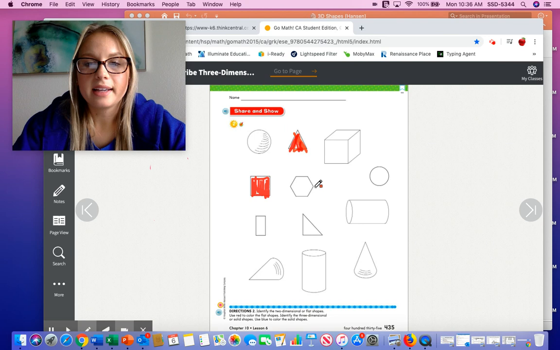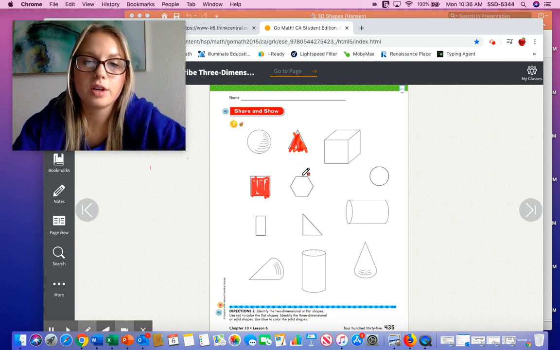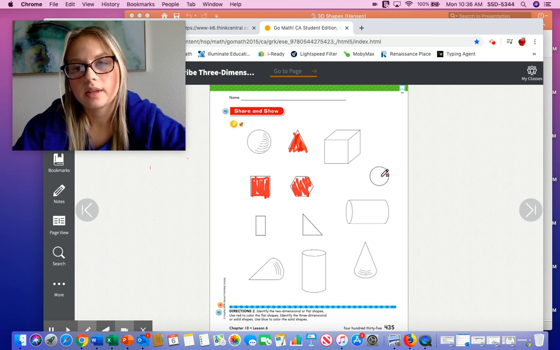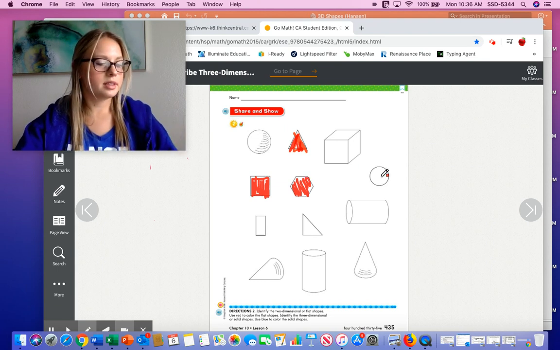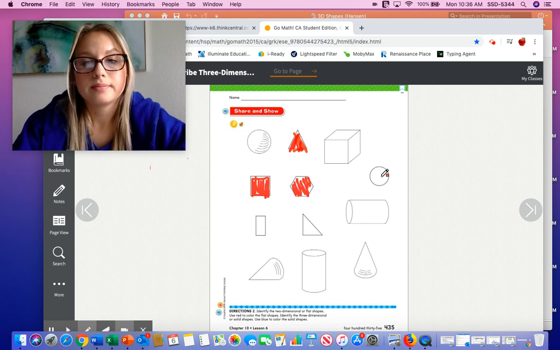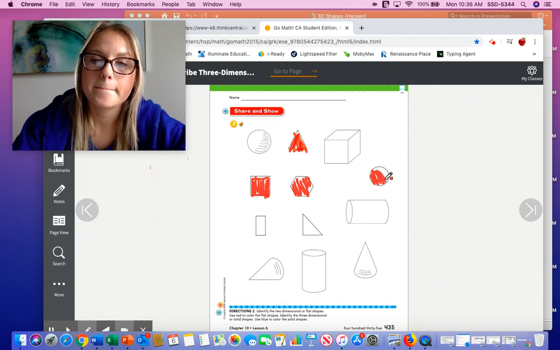What about a hexagon? Is a hexagon a 2D shape? Remember, that's what we're looking for. Yeah, a hexagon is flat. Go ahead and color in your hexagon. What about this circle? Is a circle 2D? Yes, it is. A circle is flat. I'm trying my best to stay in the lines.